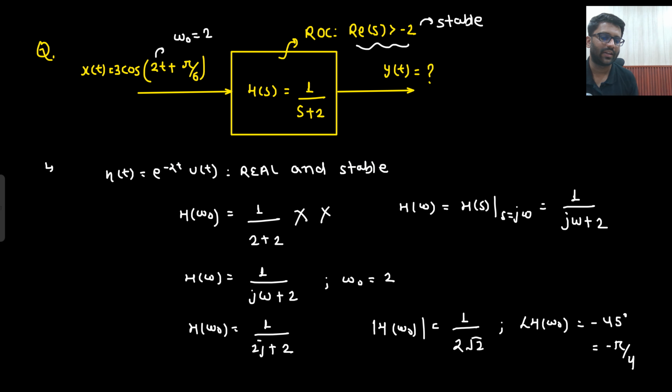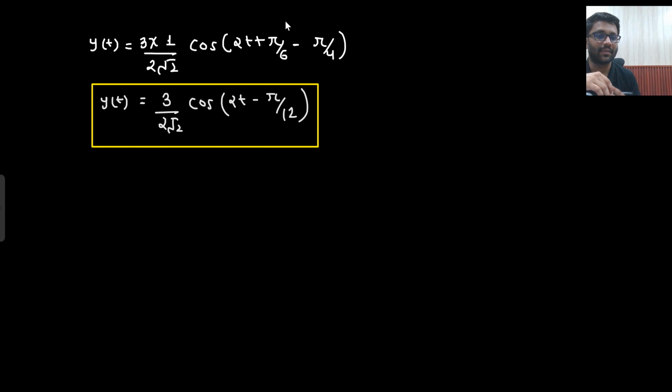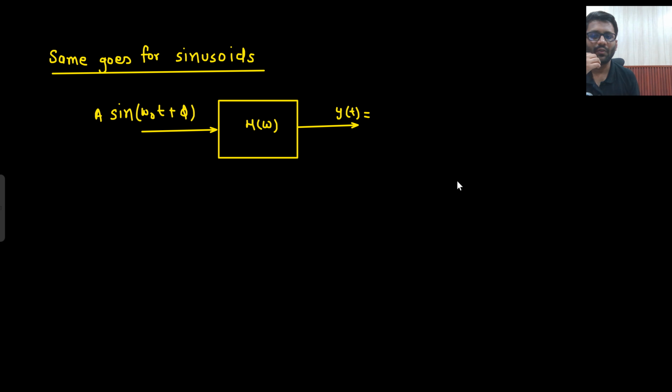So what was the angle we were getting? Minus pi by 4, that was added here. Minus pi by 4 angle was added. So this is the answer we are getting. Okay. Same thing will go for sinusoid as well.